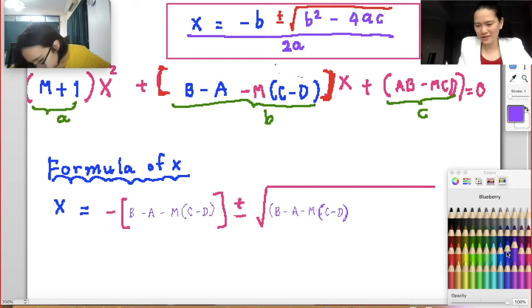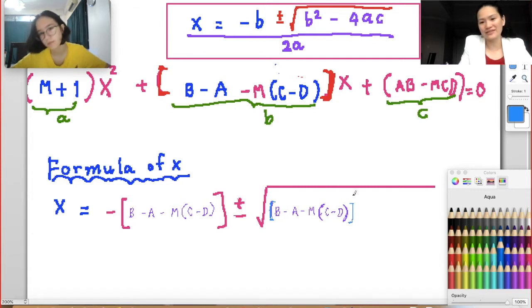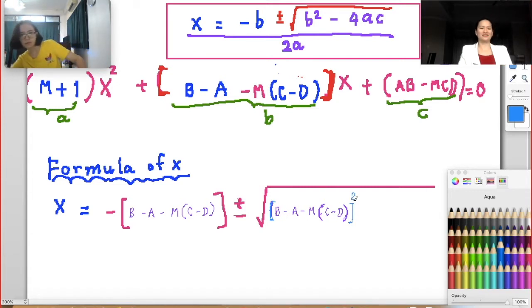Let me use a different color for you so you can see it properly. Alright? So this one is squared. Oh, good. You still alive? Yes.